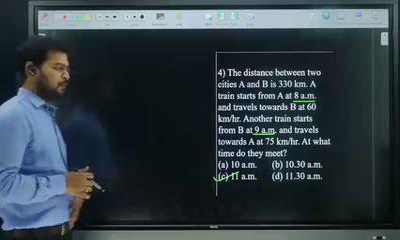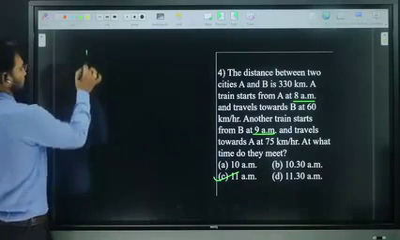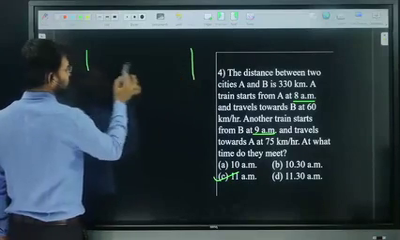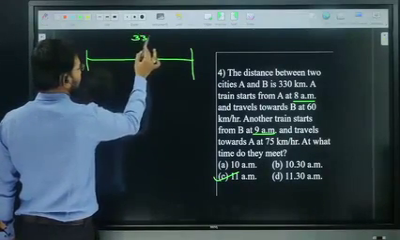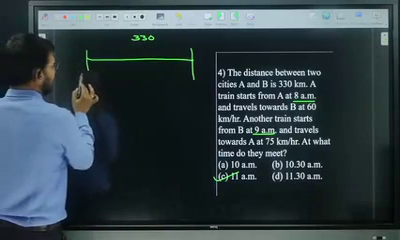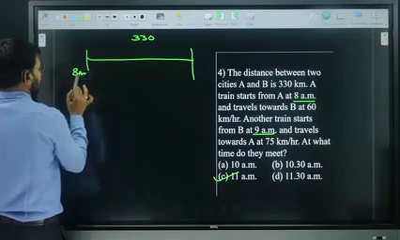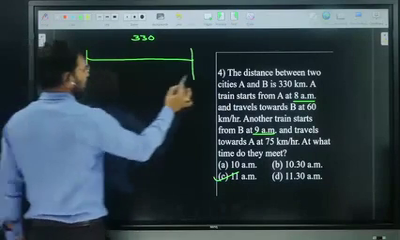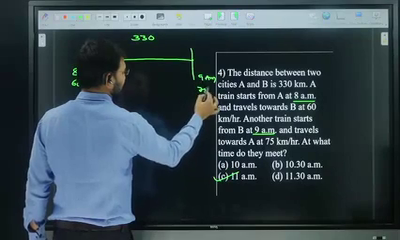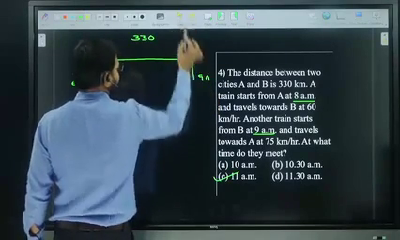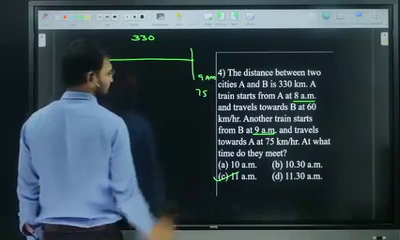Very good. So here, once again I will explain on the board. Just look at me here. So the initial distance is 330, but one train starts at 8 a.m. at 60 km per hour. Another train starts at 9 a.m. at 75 km per hour.